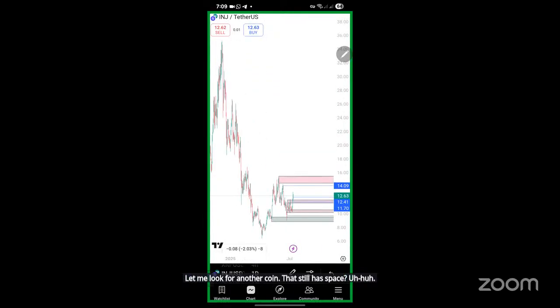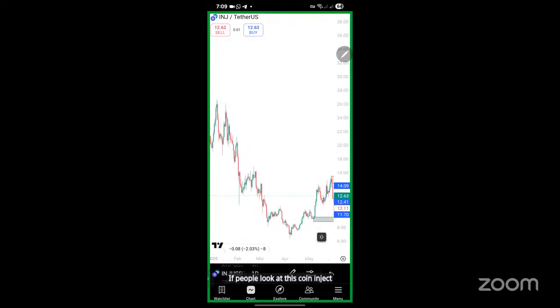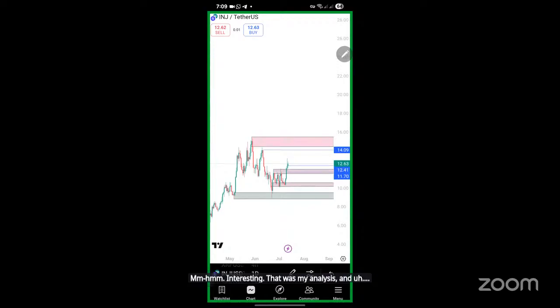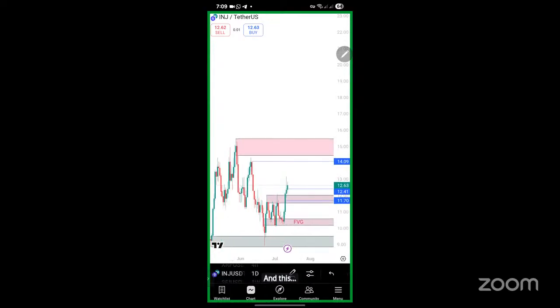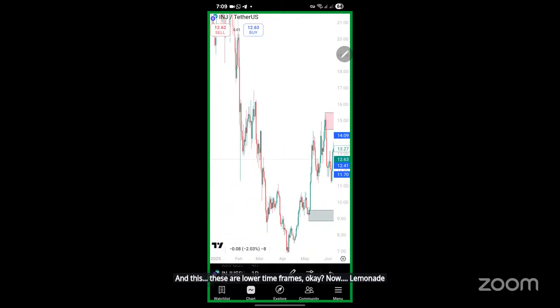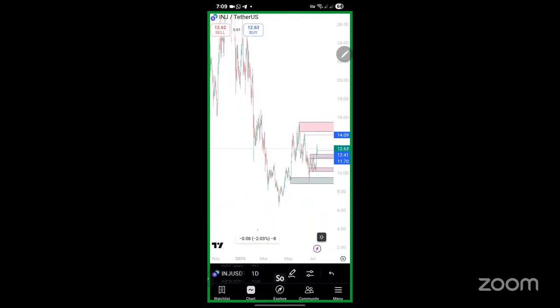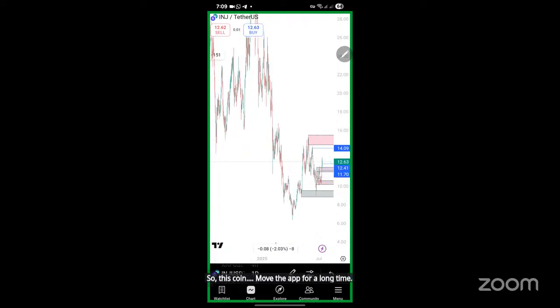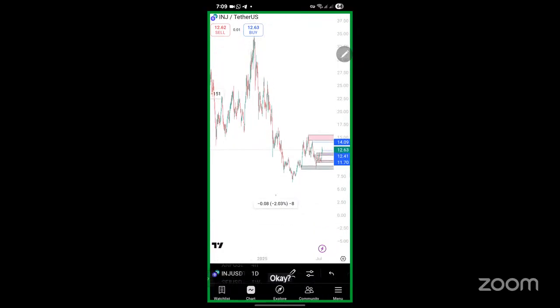If people look at this coin, Injective. Are you seeing Injective? Let me see. That was my analysis, and these are lower time frames. Okay, now let me not leave this analysis here. So this coin moved up for a long time. Okay, it moved down for a long time.